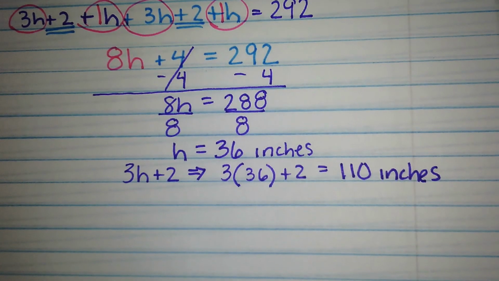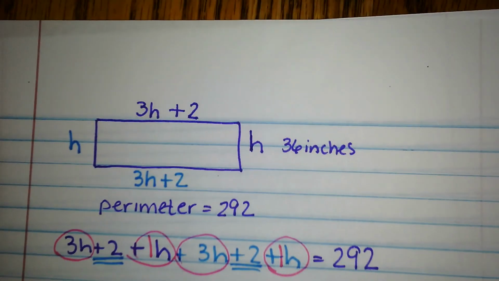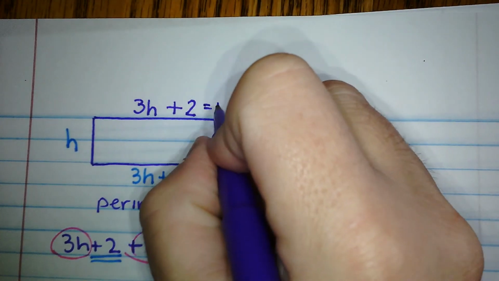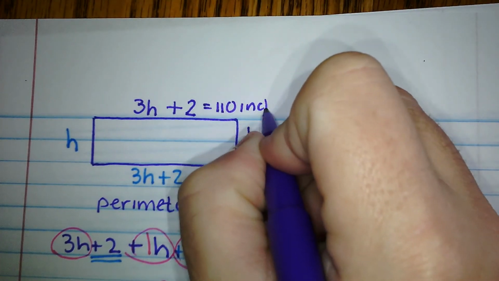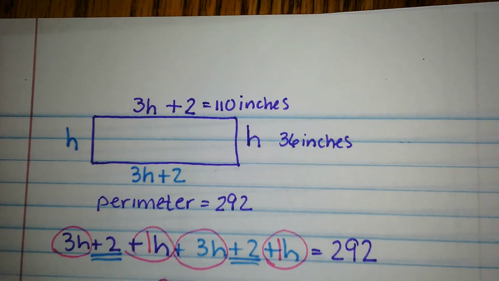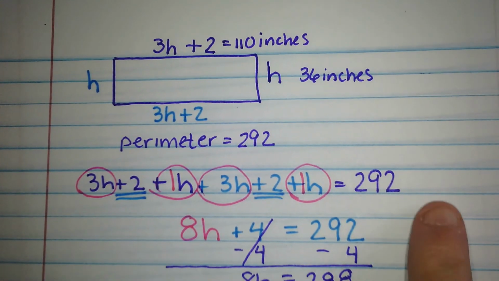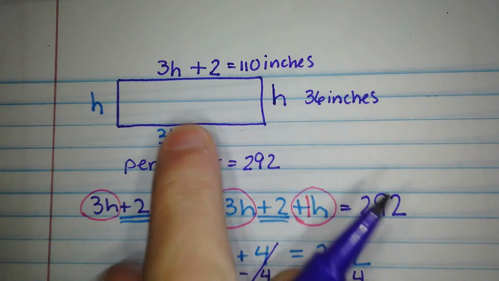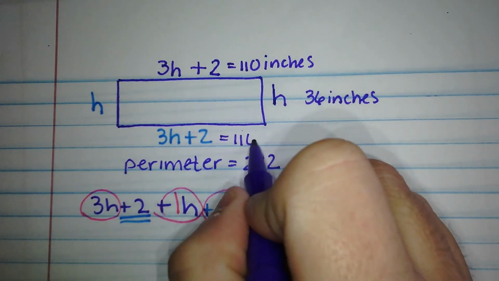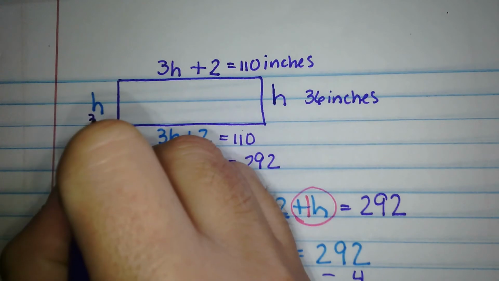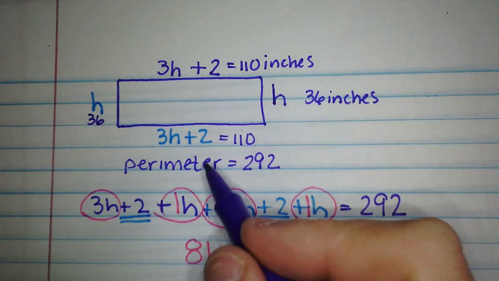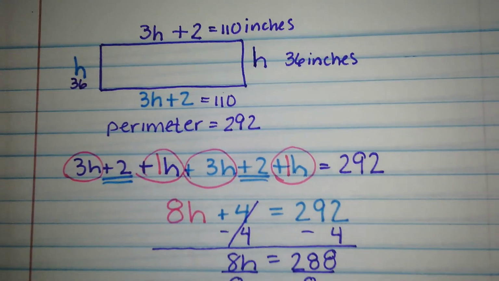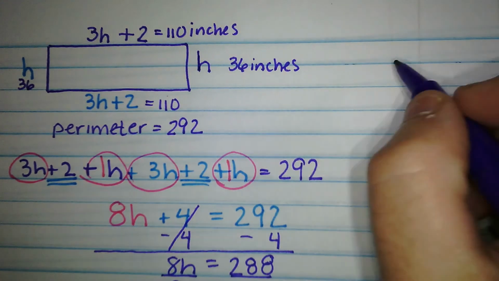All right, so let's check and see if this actually works out. I'm going to go ahead and put this up top. So if the perimeter is really 292, then that means when I add up 110 and 110 and 36 and 36, I should get a total of 292. So we're going to do a quick check over on the side.